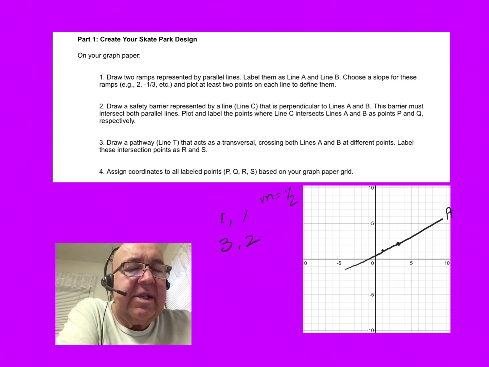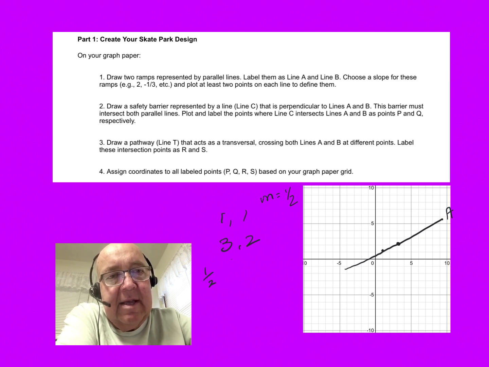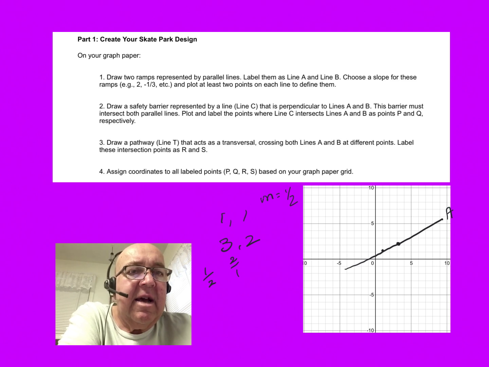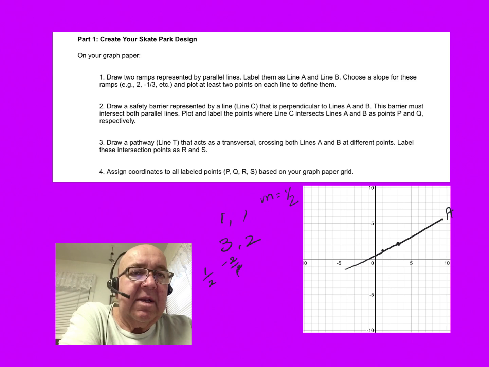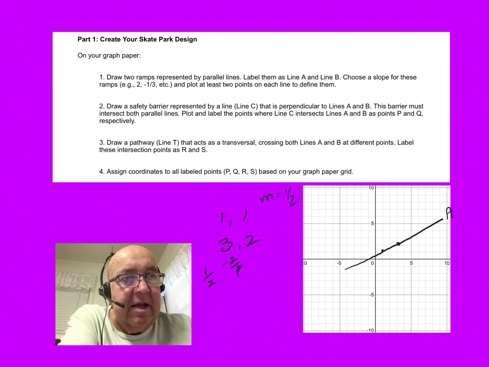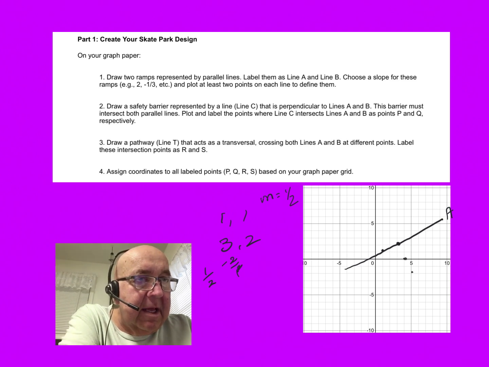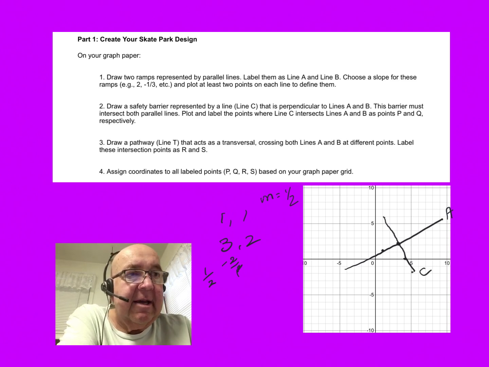So perpendicular lines, slopes are negative reciprocals. So if I think of 1/2, the reciprocal of that is just going to turn those upside down. It's going to be 2 over 1, and it's going to be negative. I don't need to use the 1 in the denominator, so my slope is going to be -2. So if I start from one of the points that I went through and I go down 2 and over 1, and I repeat that a couple of times to help me draw that line, I can draw that, and that is going to be line C.